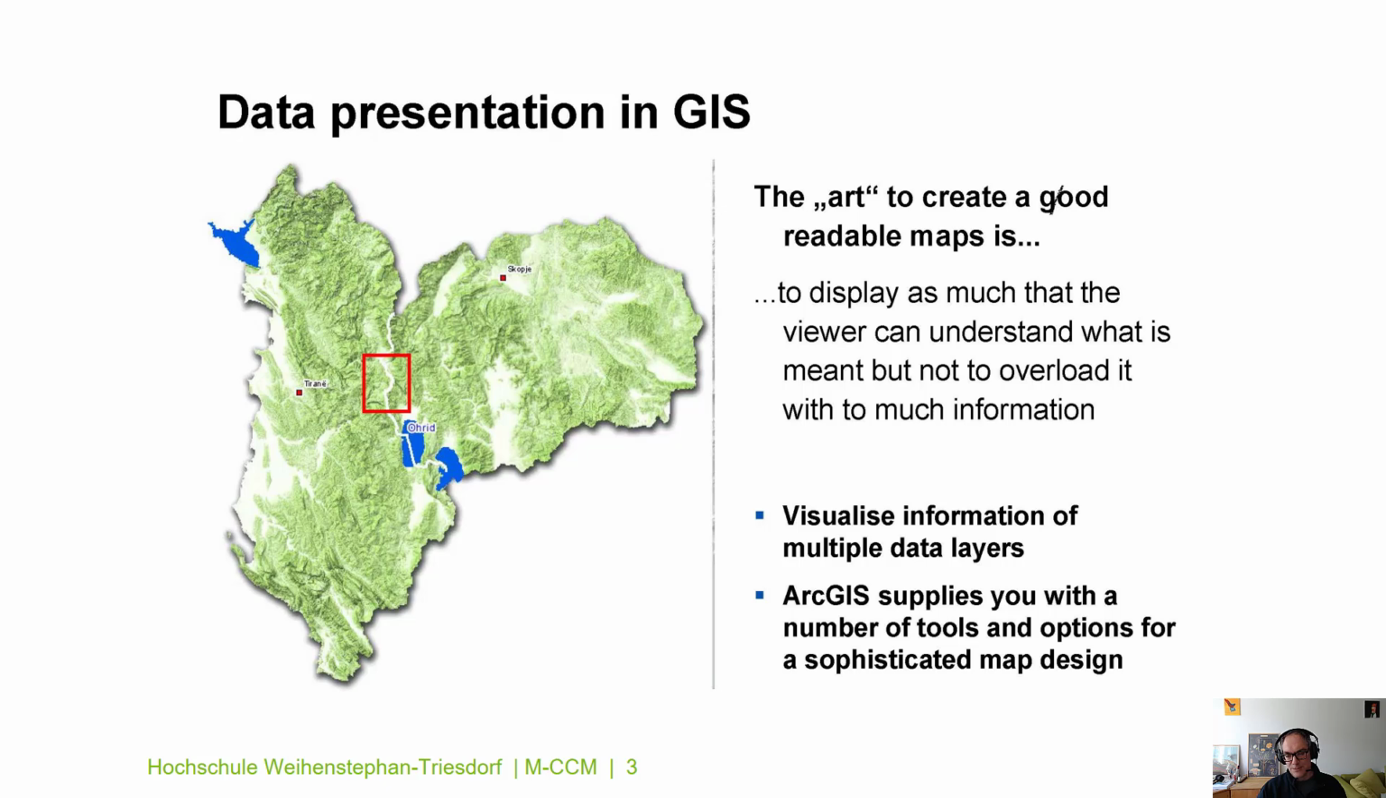Another basic principle of GIS, and think back to Ian McHarg, whom I had quoted in the first lecture, is the principle of organizing data in layers. So we can visualize multiple data layers, for example, vegetation, water, and towns on the left side. And any GIS, ArcGIS, QGIS, will supply you with a number of tools and options for sophisticated map design.